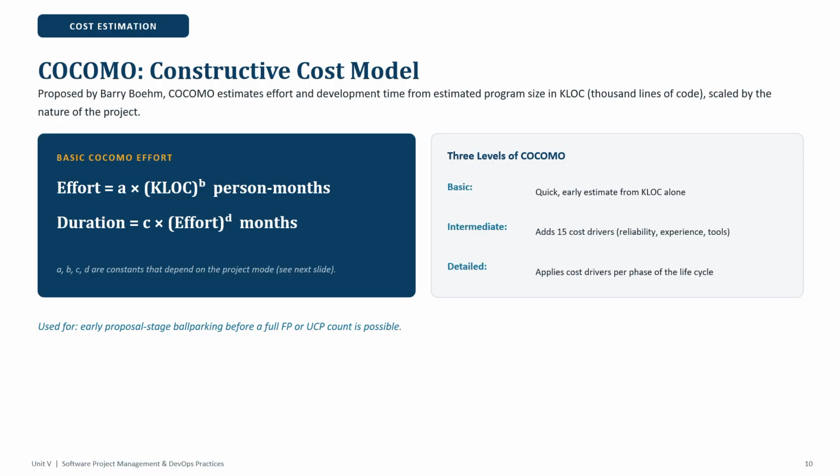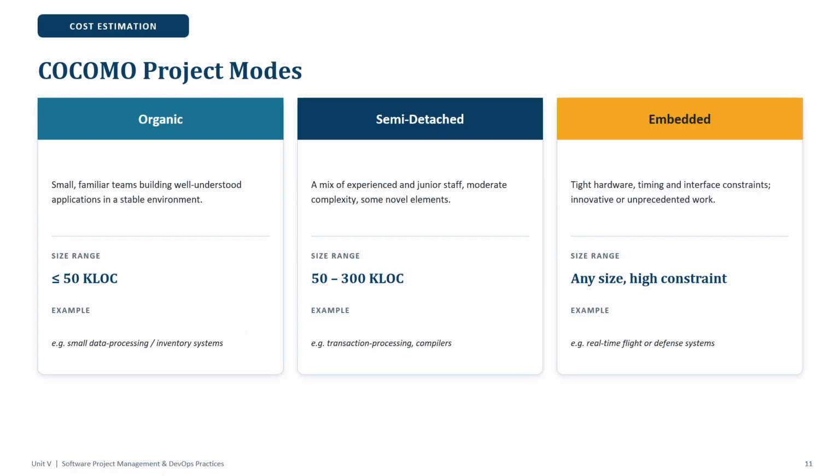See the next slide. It is used for early proposal stage ballparking, before a full FP or UCP count is possible. The 3 levels of COCOMO are basic, intermediate and detailed. Basic is a quick early estimate from KLOC alone. Intermediate adds 15 cost drivers. Detailed applies cost drivers per phase of the life cycle.